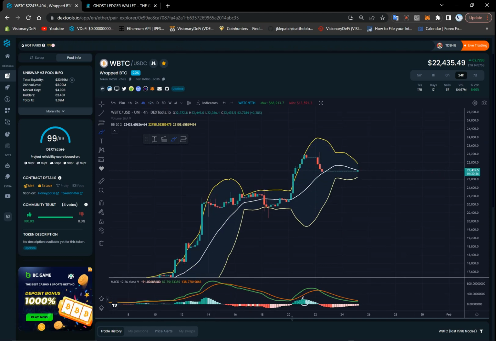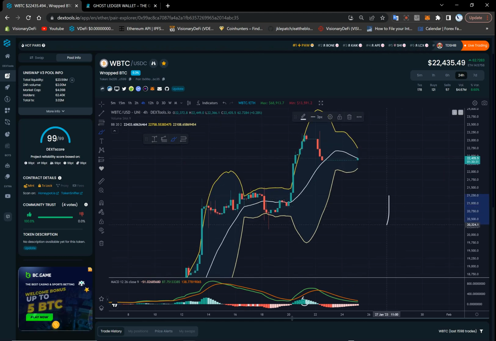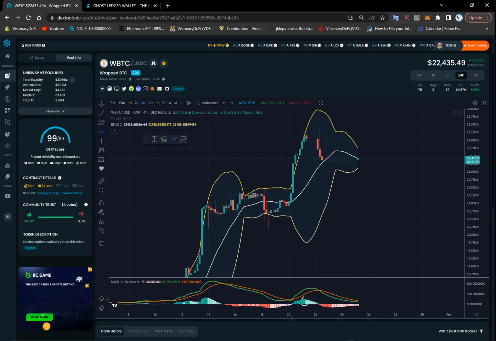Let's see if we can plug it in. Yeah, we can actually plug it on the 4-hour time frame. You can plug it on any time frame, just find one that's easier to read than others.